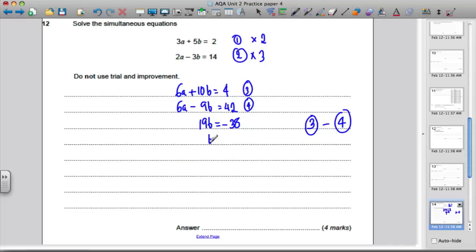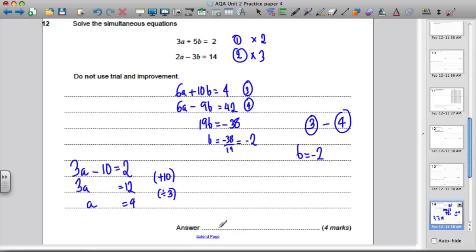So what's b? Well, if I divide both sides by 19, I get b is minus 38 divided by 19, so b is negative 2. I'm not finished yet. I've obviously got to go and find a, so I use this b is minus 2 and I substitute into any of the equations above. Let's do it in equation 1, let's say. I'll get 3a, 5 times b, 5 times minus 2 is minus 10, is equal to 2. Add 10 to both sides, I get 3a is 12. Divide both sides by 3, I get a is equal to 4. So my answers are a is 4, b is negative 2.